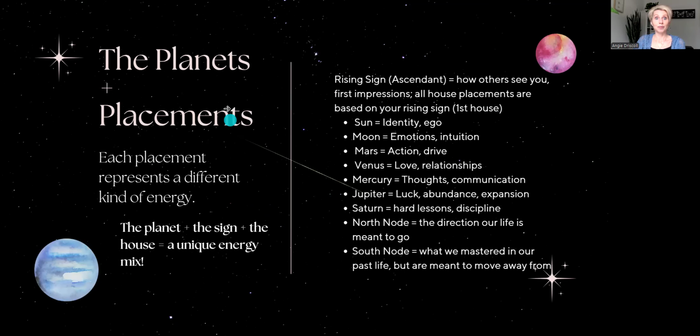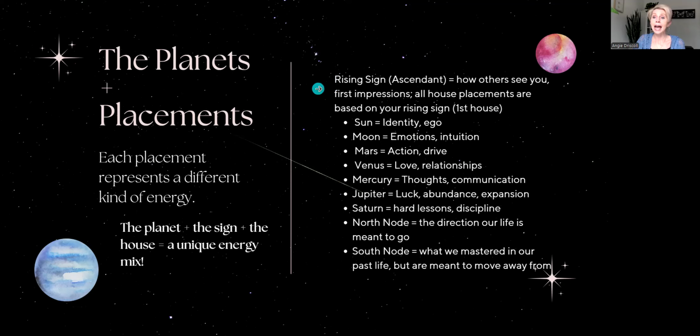All right, now the planets and placements. Each placement represents a different kind of energy, and as I said earlier, the placement plus the sign plus the house equals a very unique energy mix. So we're going to go through some of the basics here. First of all, your rising sign is also known as your ascendant. You will hear those two terms used interchangeably, because they are the same.